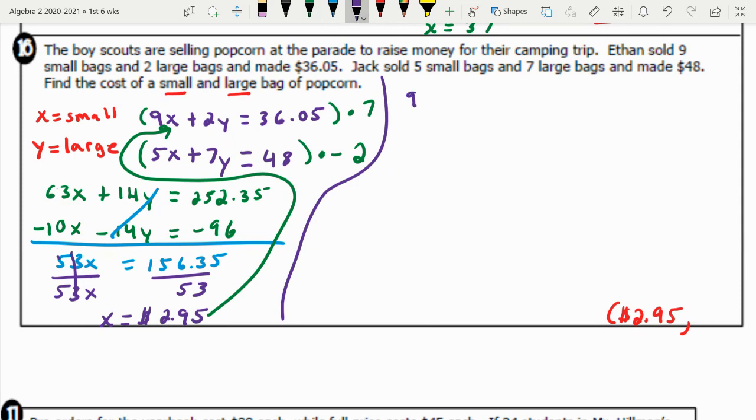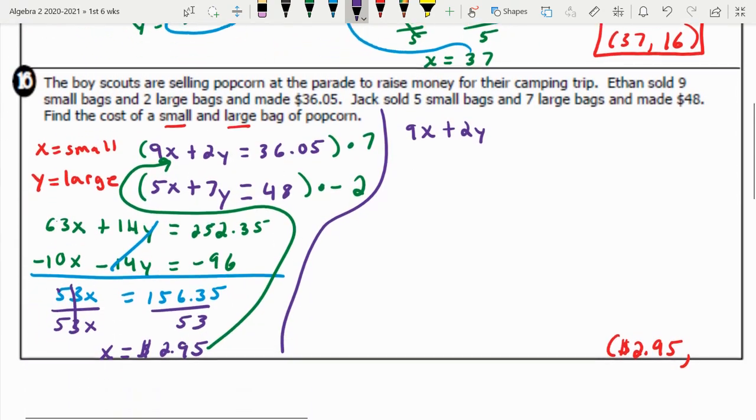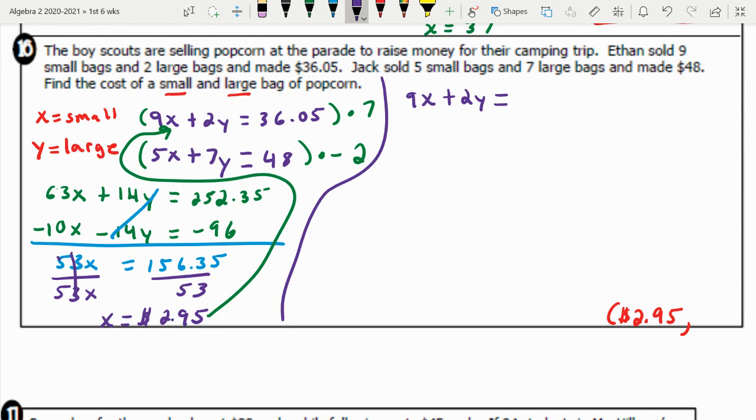So we got 9x plus 2y equals 36.05. Let's rewrite it, substituting that 2.95. So we got 9, and in parentheses, substitute the 2.95, plus 2y equals 36.05. Okay, so multiply the 9 into the 2.95. We're going to get 26.55.